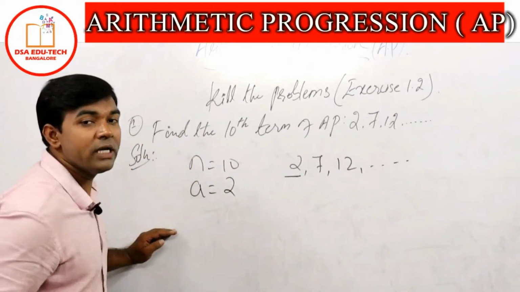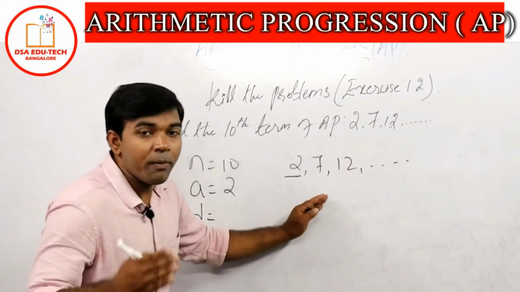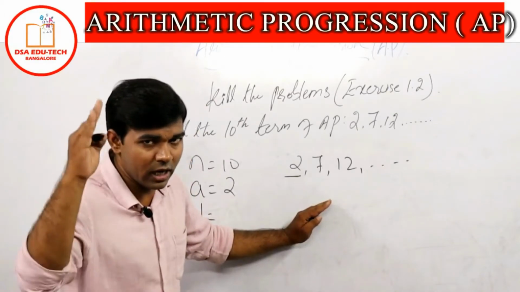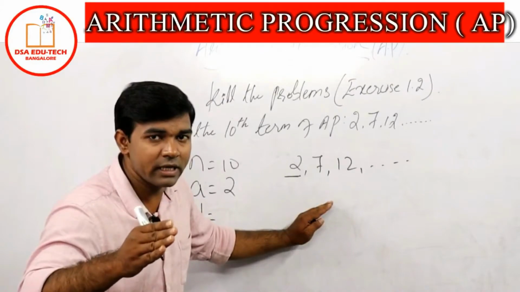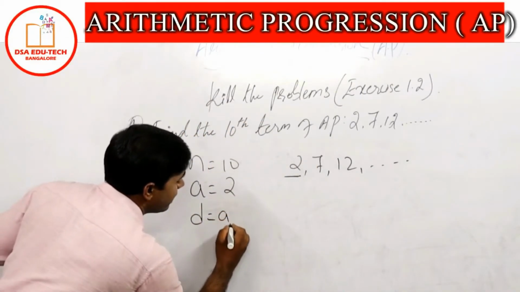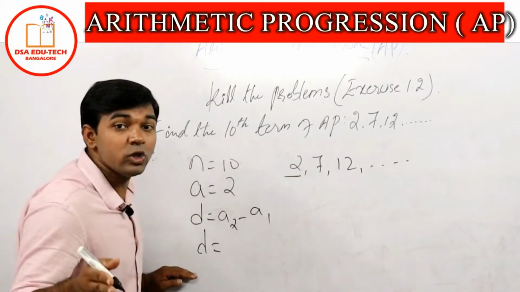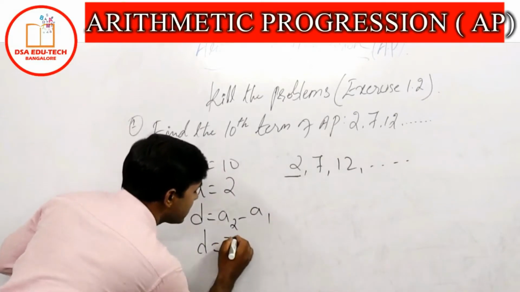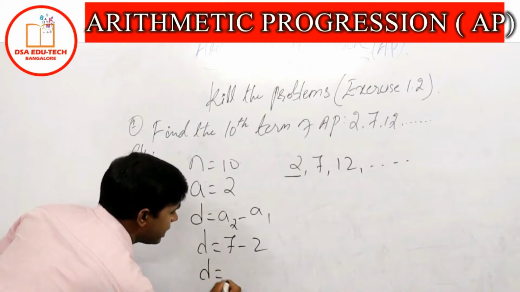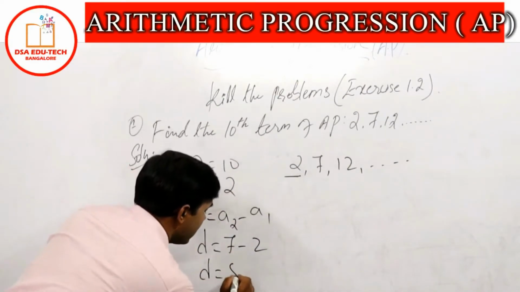And what is the common difference? We will calculate it also. d is the common difference, which is always the second term minus the first term, or the succeeding term minus the preceding term. So that is a2 - a1. So d = a2 - a1. a2 is 7, minus a1 which is 2. So basically d = 7 - 2, which is nothing but 5.